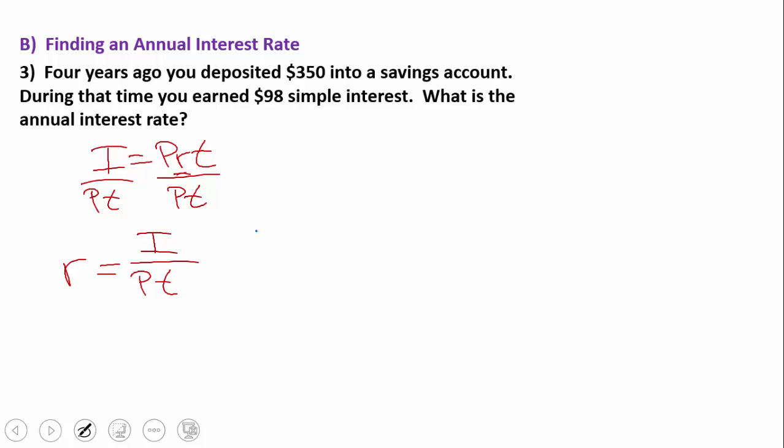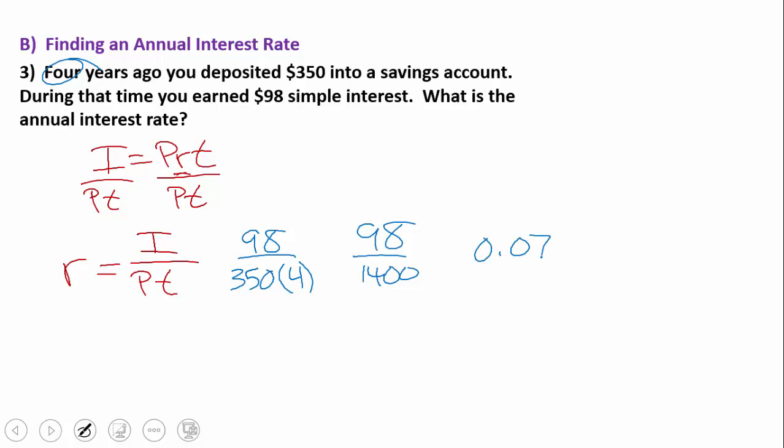So I would say $98 divided by my principal, 350, times the number of years, which it says 4 years ago. And when I multiply those numbers out, I would have 350 times 4, which would give me 1,400. And then when I divide 98 divided by 1,400, I get 0.07. Well, that tells me that I have a 7% simple interest rate.